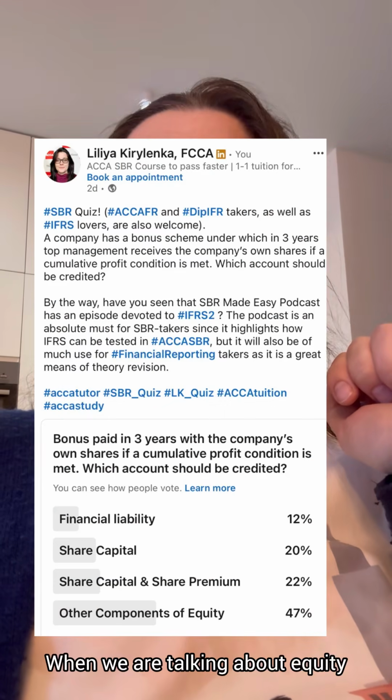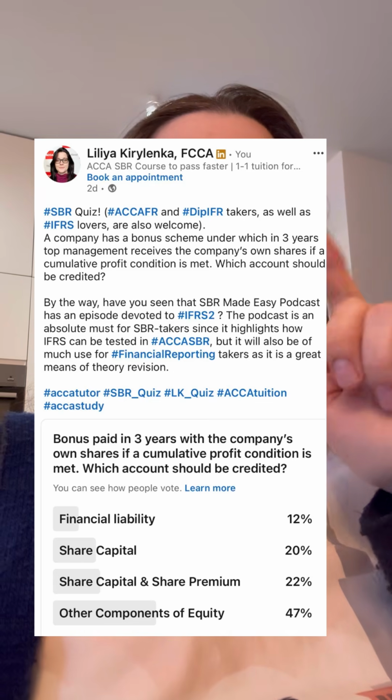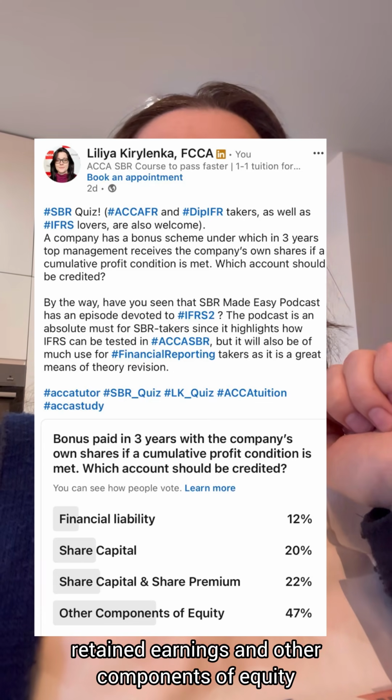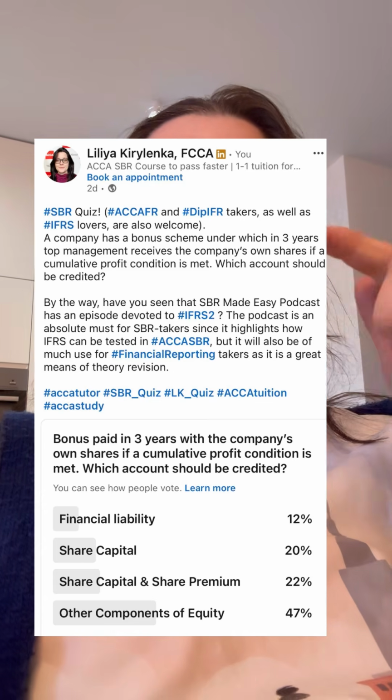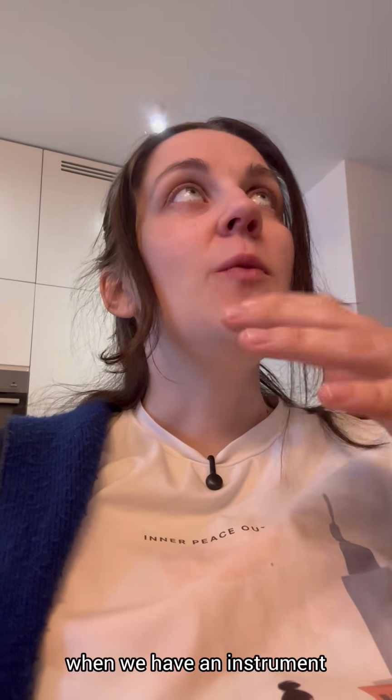When we are talking about equity, we have share capital, share premium, retained earnings, and other components of equity. And each of these lines has its own meaning. So with a question, when we have an instrument and we need to recognize it in some way, first of all, we check whether it's a financial liability or equity.